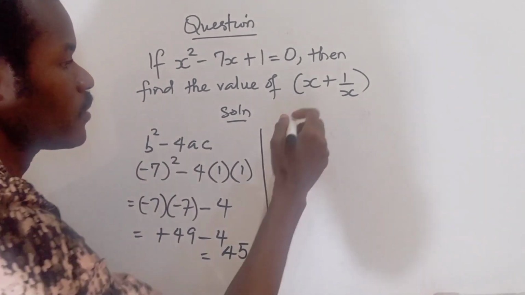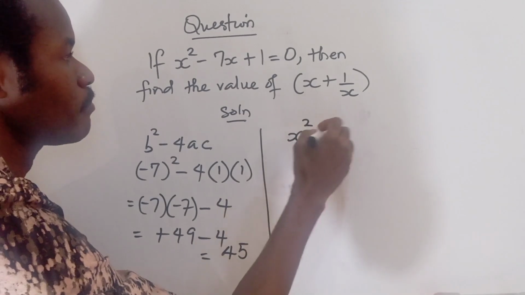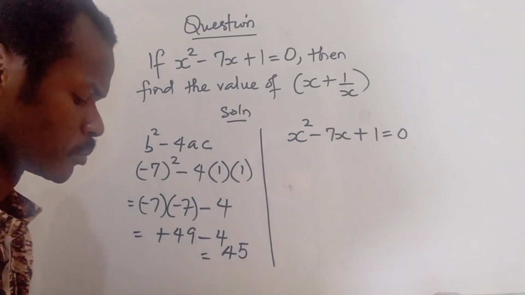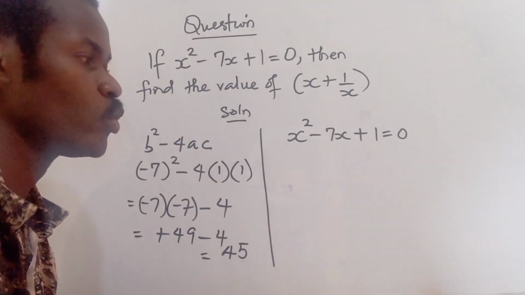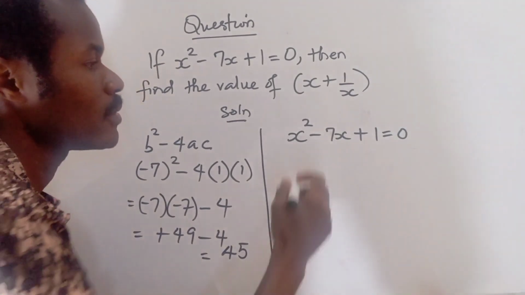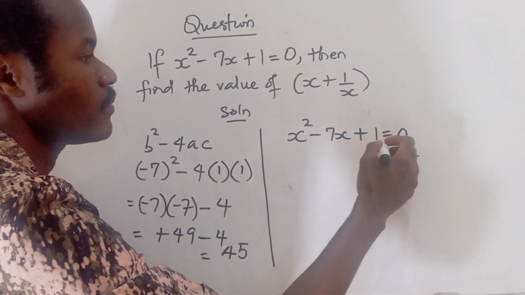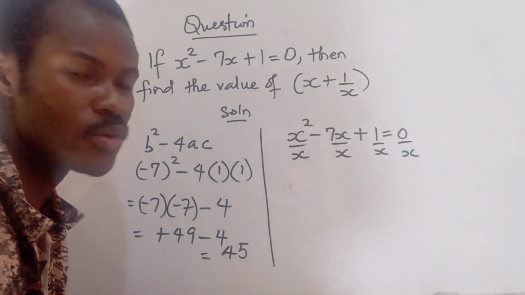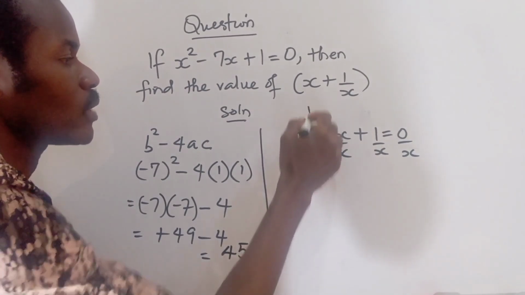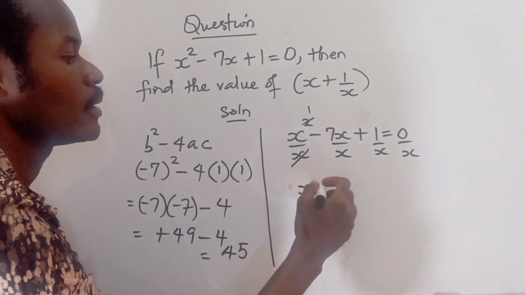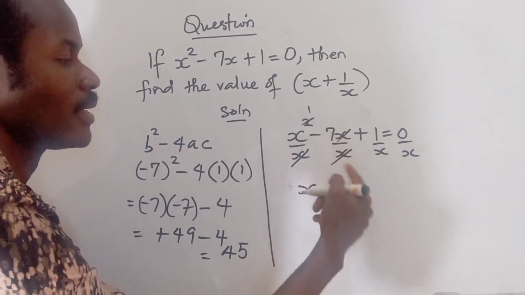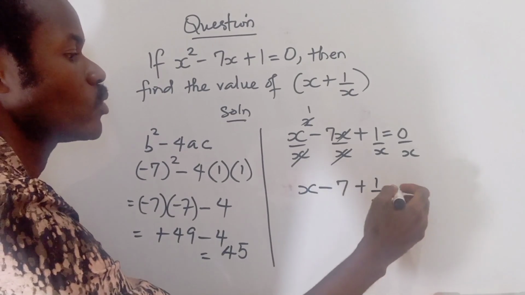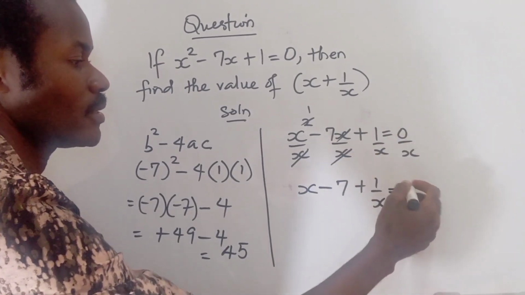Now, one method is this. We have x squared minus 7x plus 1 is equal to 0. So all you want to do is divide all through by x. So I want to divide this by x, divide this by x, divide this by x, and divide this by x. So if we do that, x here will cancel out one of these. So we have just x, minus 7x will cancel x here, so we have minus 7. So we have plus 1 over x, which is equal to 0 divided by x, which is 0.